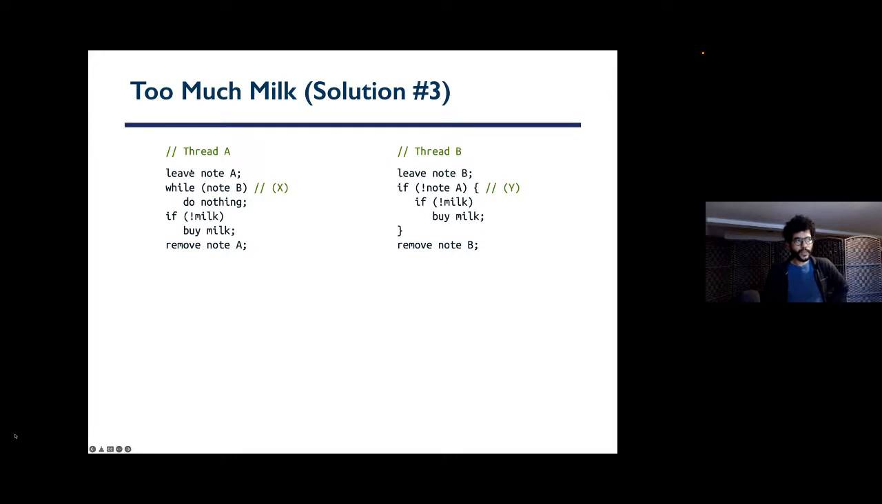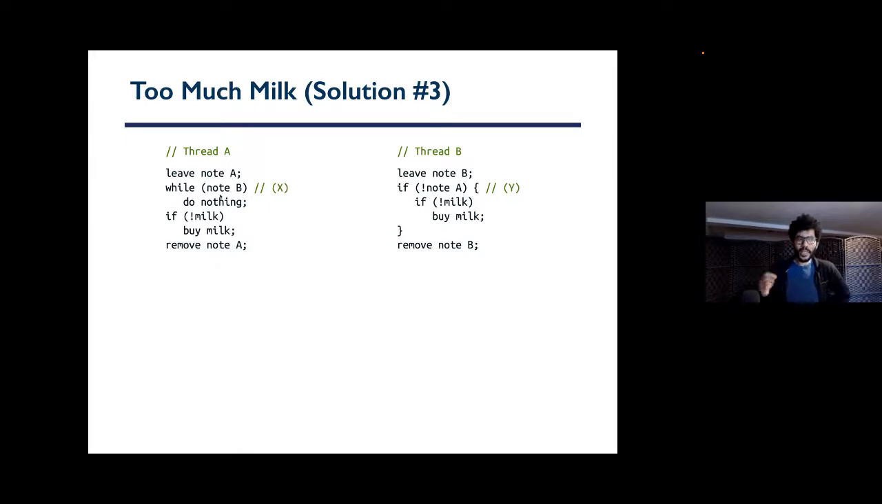In thread A, I have a while loop. So as long as there is a note from B, I'm going to wait. Now, what does this give me? So this gives me this property that from thread A's point of view, if it finds out that there is a note from thread B, there are two conditions.